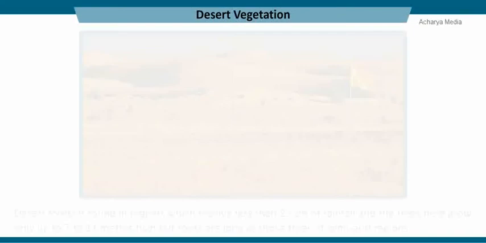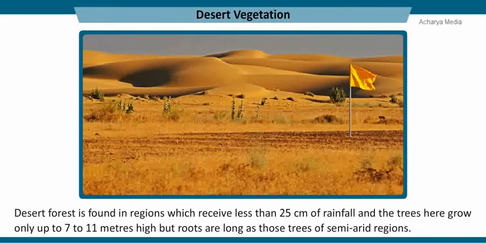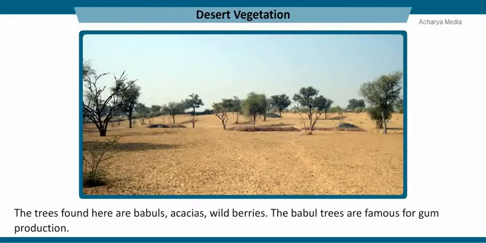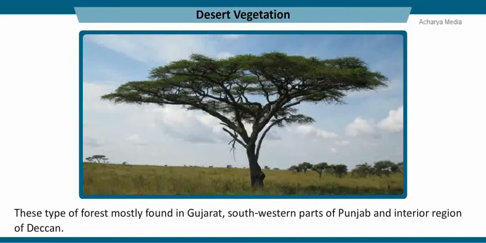Desert forest. Desert forest is found in regions which receive less than 25 cm of rainfall, and the trees here grow only up to 7 to 11 meters high, but roots are as long as those of trees of semi-arid regions. The trees found here are babuls, acacias, wild berries. The babul trees are famous for gum production. These types of forests are mostly found in Gujarat, southwestern parts of Punjab, and interior region of the Deccan.